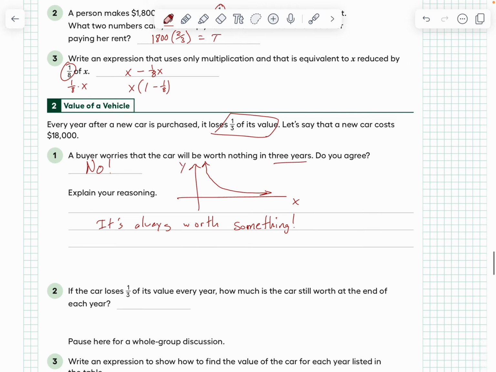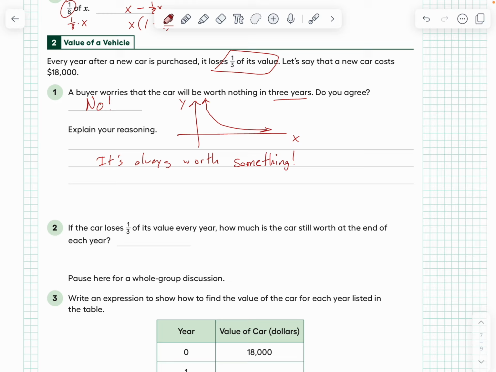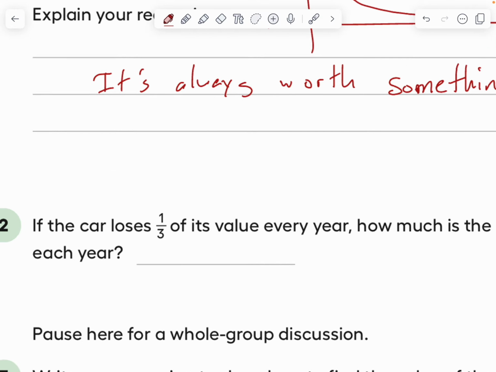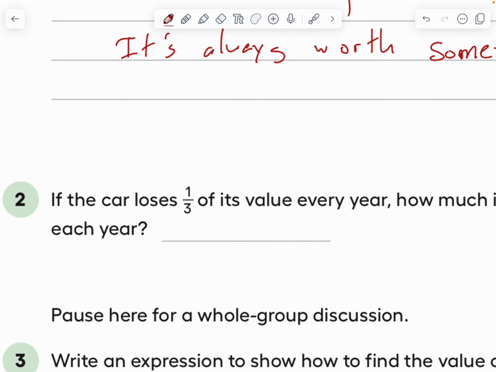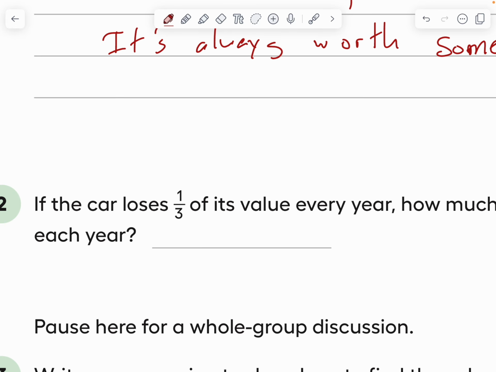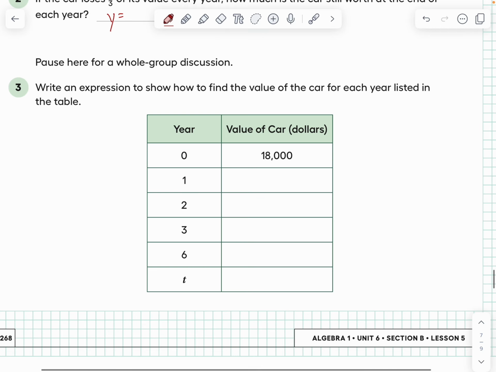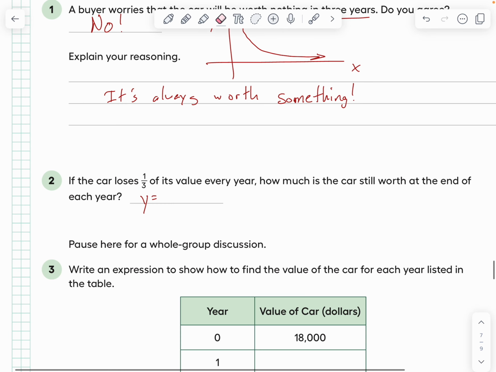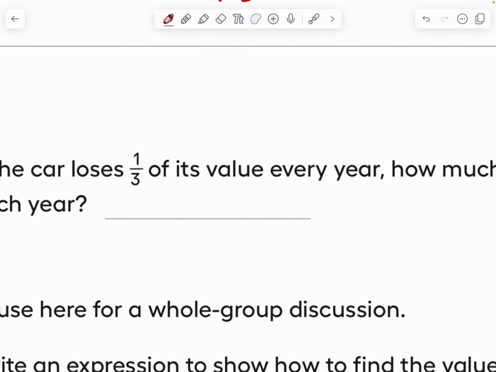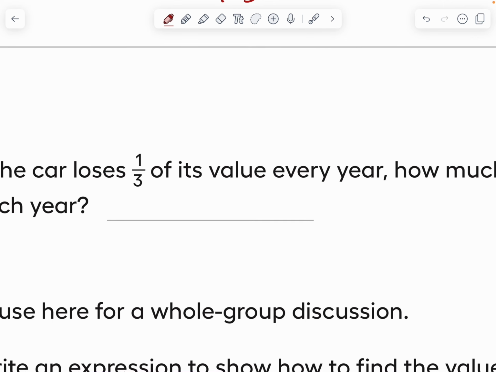Okay? It's always worth something. So if the car loses 1/3 of its value every year, how much is the car still worth at the end of each year? This is where they're asking you basically to write the expression, right? So if it's losing 1/3 of its value, it's its initial value minus 1/3, right?